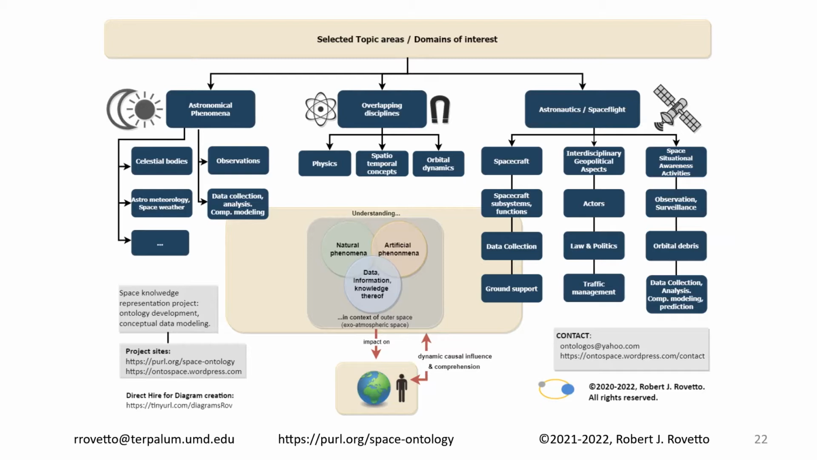In the middle, we have overlapping disciplines for topics ranging from natural astronomical study to artificial human activity for spaceflight. And naturally, that includes everything from physics to orbital dynamics, and in between that, spatiotemporal concepts. And the idea here is to understand both natural phenomena and our artificial phenomena, and the data we collect about both. And the context, of course, is outer space. And the idea here is, what's the impact on both Earth and cultures, and what is the causal structure of this impact?